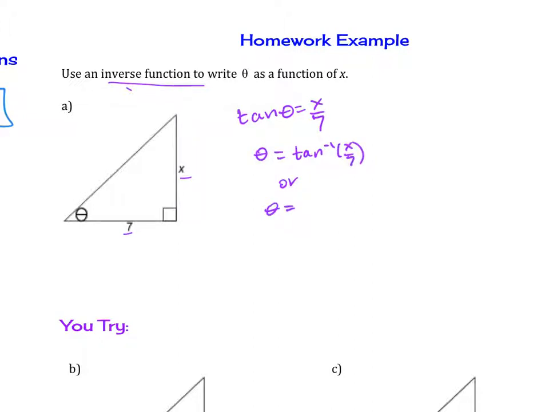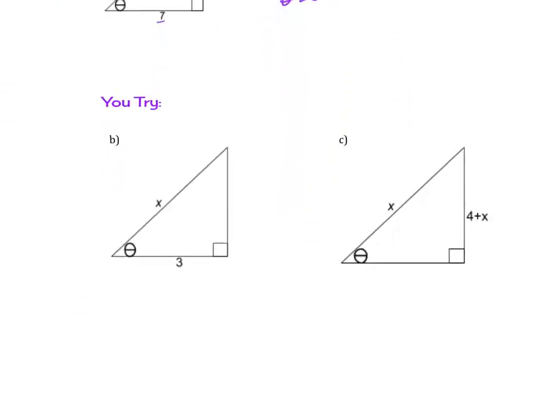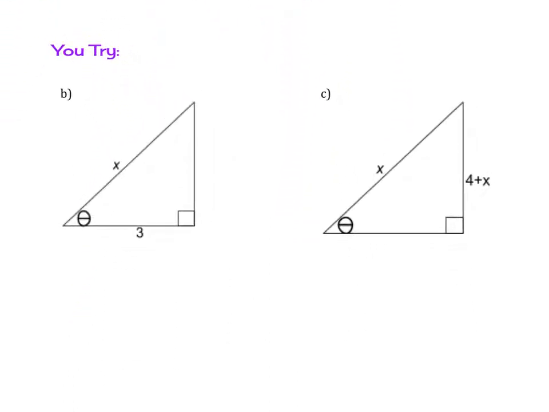So theta equals arctangent of x over 7. They mean the same thing. So when you're writing inverse functions, you can use either of those. So try out these two examples. We're not trying to solve, we're just trying to write the inverse function.